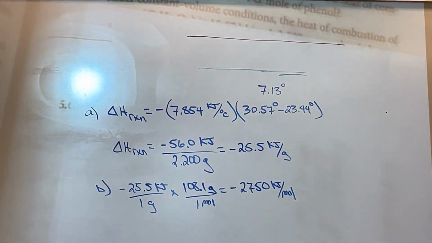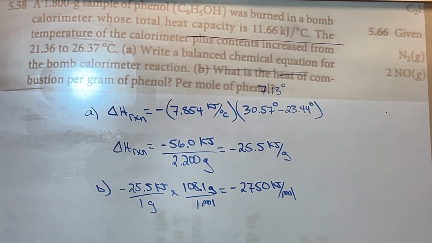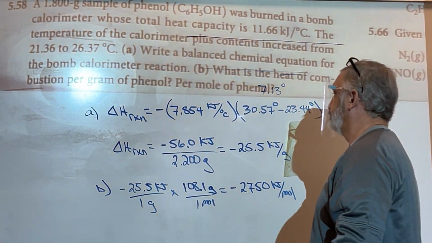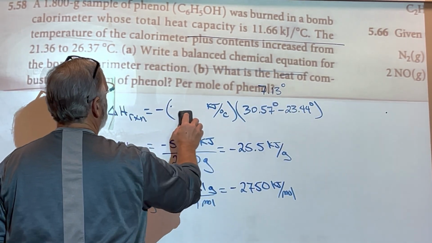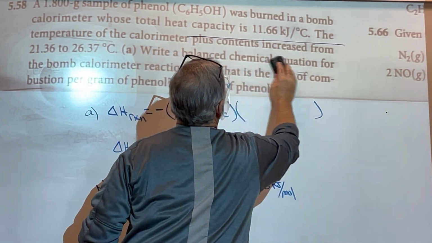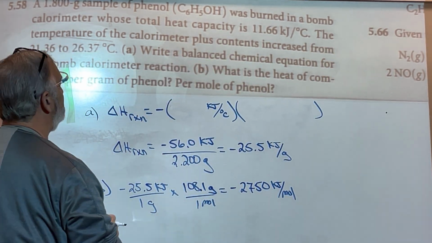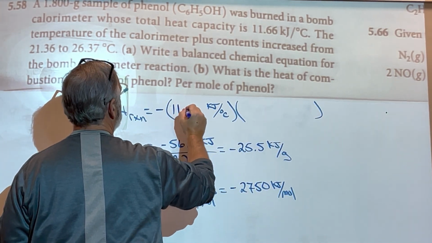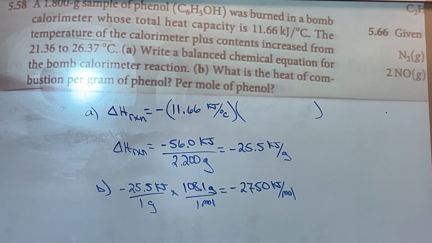58. This is going to be an identical problem, okay? So I'm only going to erase certain parts. So we're going to do everything the same. This time, the heat capacity of the calorimeter is 11.66 kilojoules per degree Celsius. The temperature of the calorimeter increased. So if the temperature increases, is it endo or exothermic? Exo.